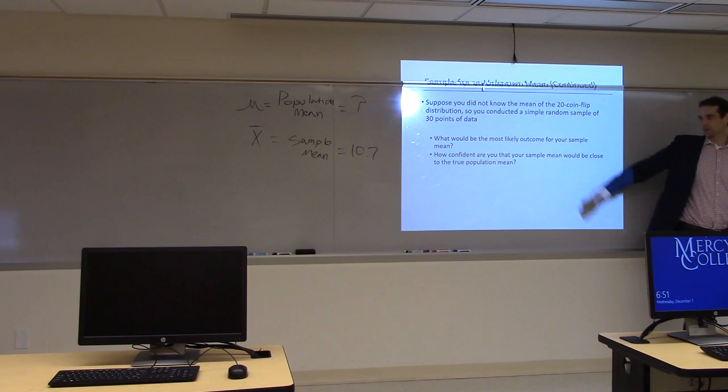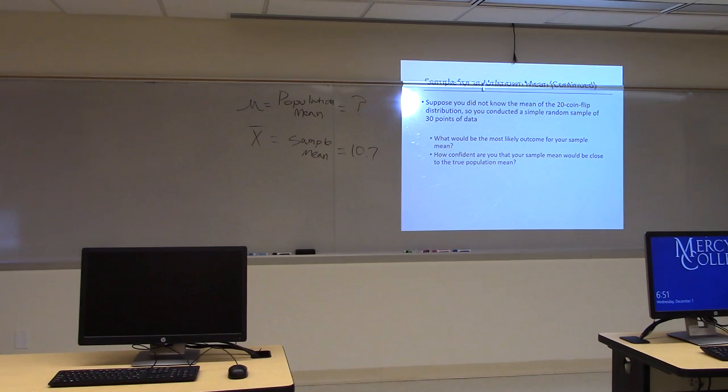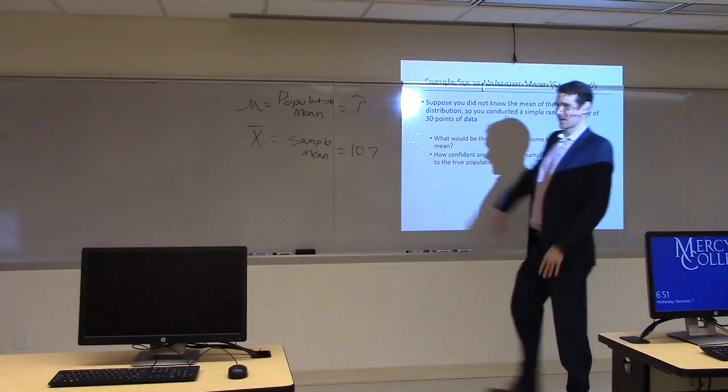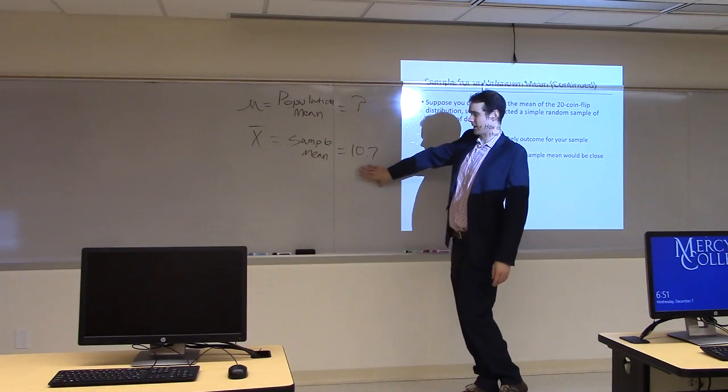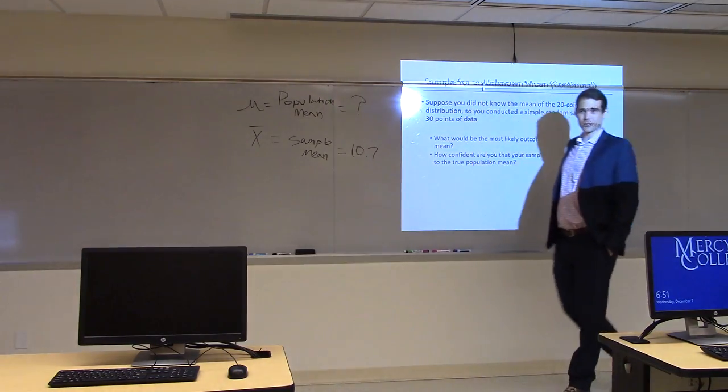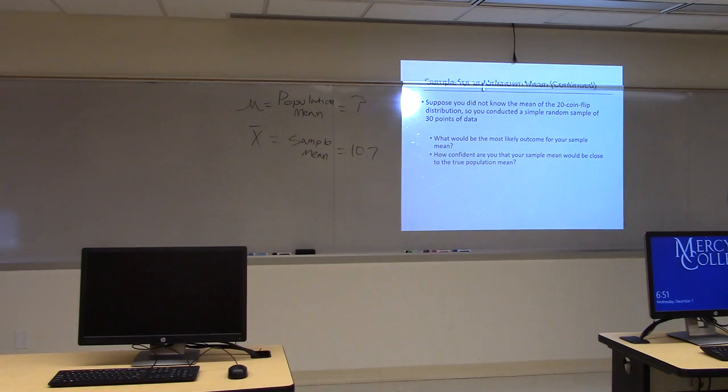All right, next question. How confident are you that your sample mean of 10.7 would be close to the true population mean? All right, so the true population mean, we know in the back of our heads is 10, but we're just pretending we don't know what it is. We got 10.7, and I want to ask you, just right now, as statisticians, as statistics students, how confident are you that your sample mean of 10.7 is close to the true population mean of 10?